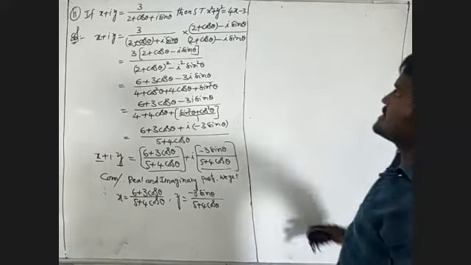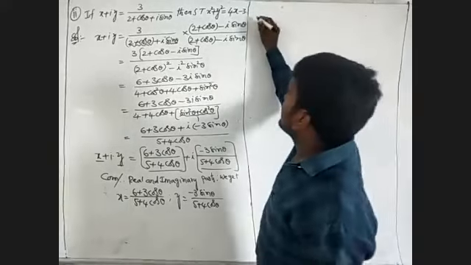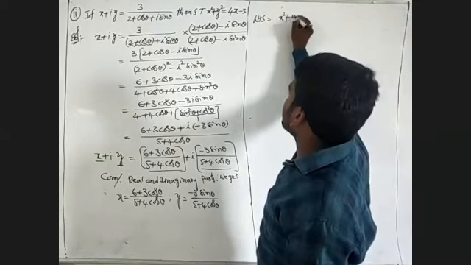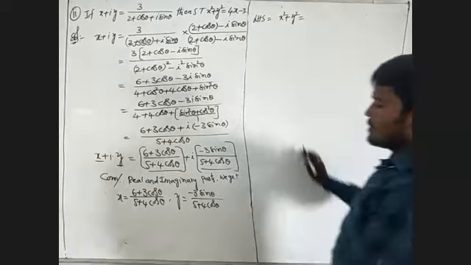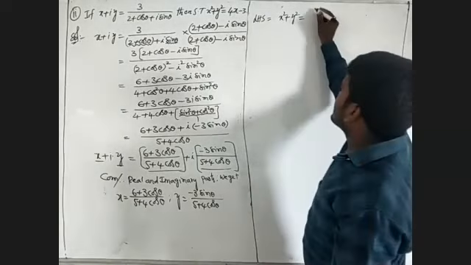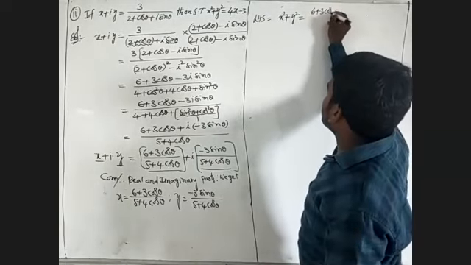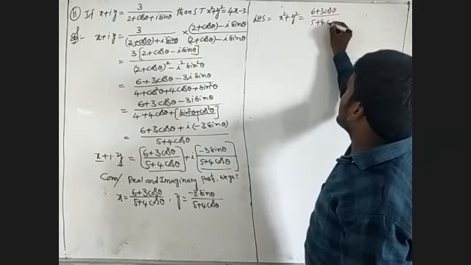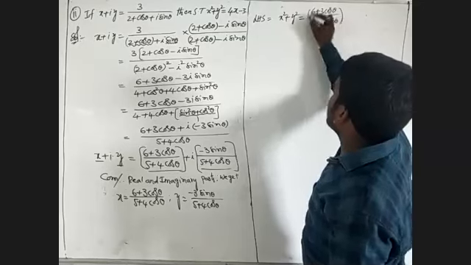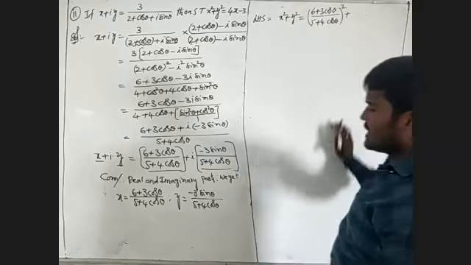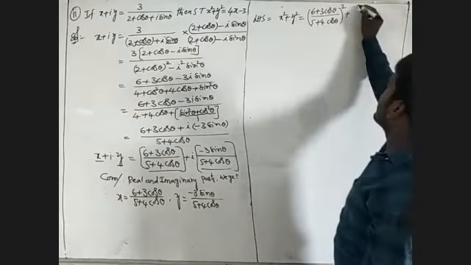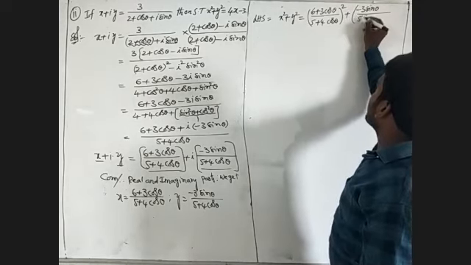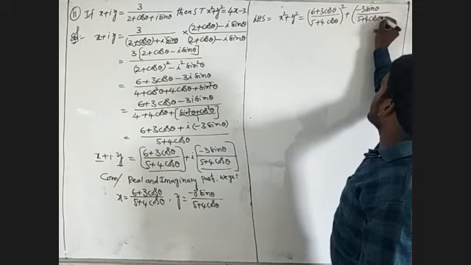I will take the LHS of the given equation: LHS is equal to x square plus y square. The value of x is 6 plus 3 cos theta by 5 plus 4 cos theta whole square. After that, remaining is minus 3 sin theta by 5 plus 4 cos theta whole square.